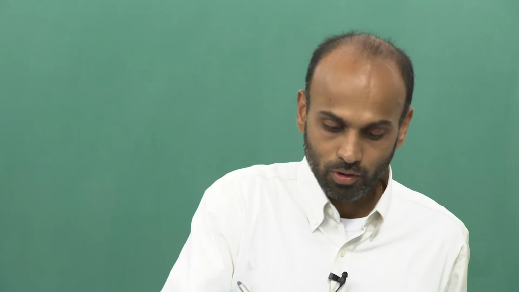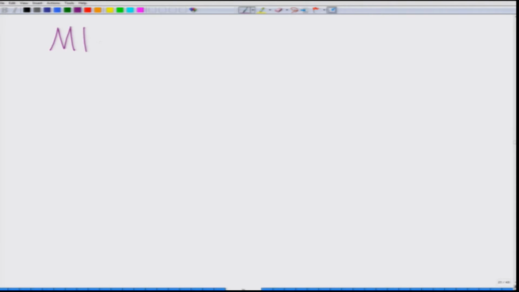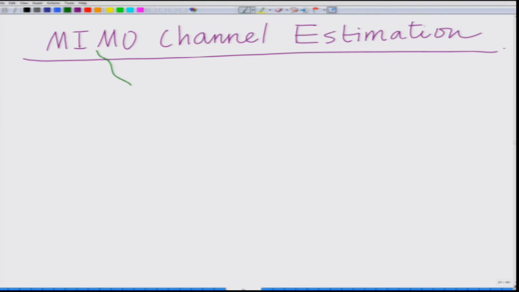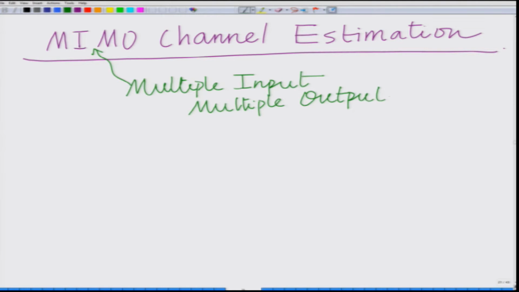Input multiple output. So, what we want to do is start looking at the framework of MIMO channel estimation, where MIMO stands for multiple input multiple output wireless communication system, and what it means basically is that you have multiple antennas at the transmitter as well as multiple antennas at the receiver.